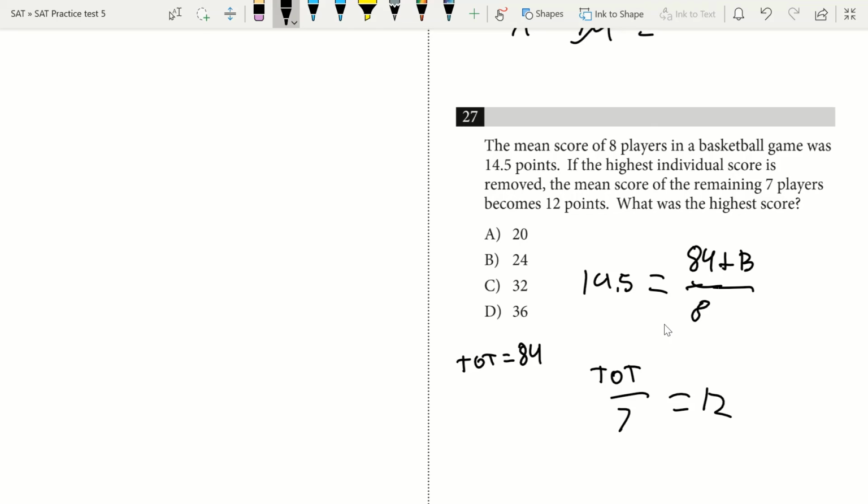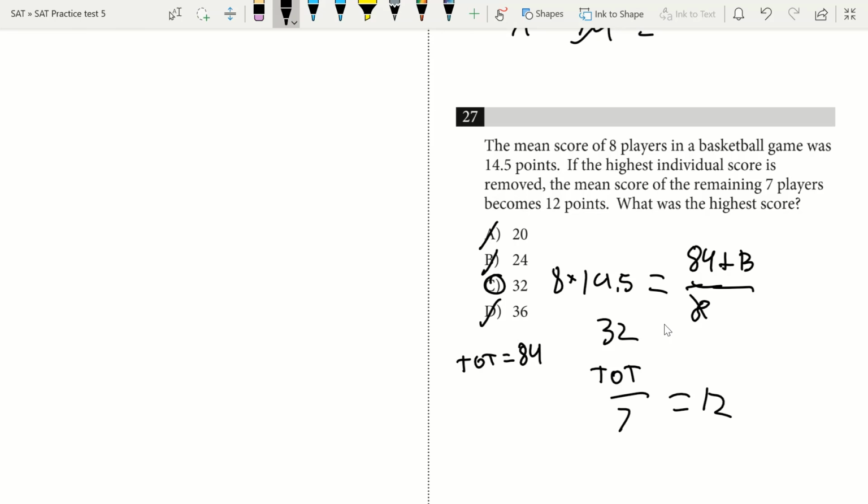That 8th player then scored B points. So now what I'm going to do is multiply 8 by 14.5, and then subtract that 84 to solve for B. So I'm going to do 8 times 14.5 in my calculator, right? That gives me 116. Now I subtract 84 from each side, right? So I've got 116 minus 84, and I know that is going to leave me with 32. So my answer there is going to be C.